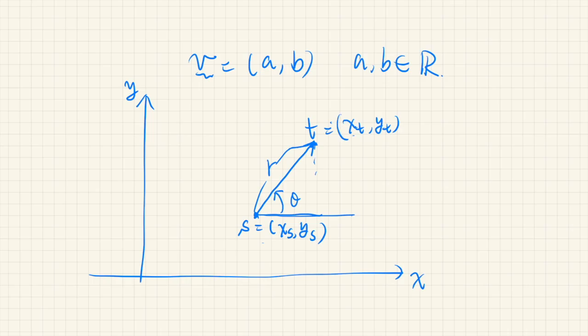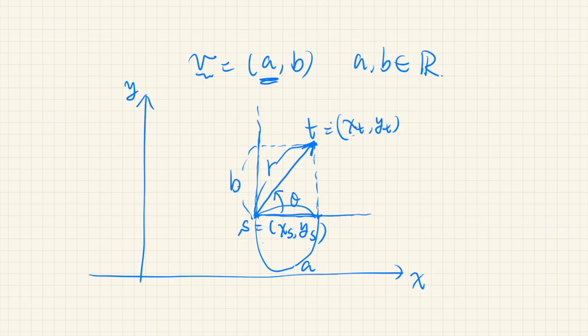In that case, if you project the target point on this horizontal line, then this length is equal to a. And if you project this target point onto this vertical line that passes through the source point, then this length is b. In this particular picture, a and b are positive.